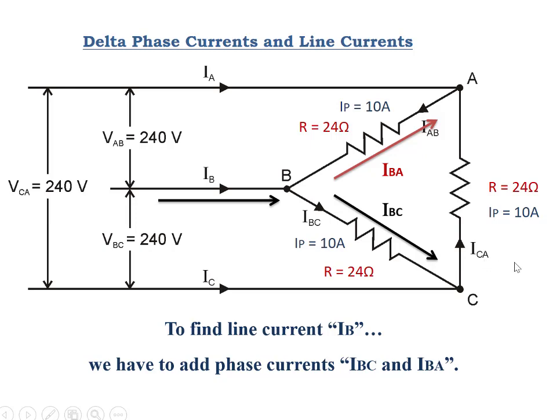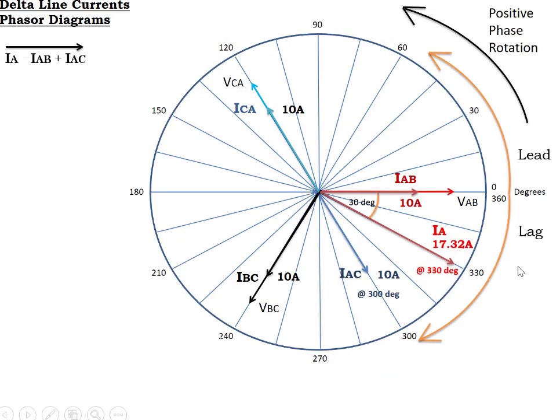So we need to know where those two phase currents are on our phasor diagram in order to figure out the line current. We're going to show on our phasor diagram what we already calculated for line current A. That line current A is the vector sum of A to B and A to C, and is located directly in the middle between the two, and is 30 degrees away from phase A to B. The line current is 30 degrees away from the line voltage.